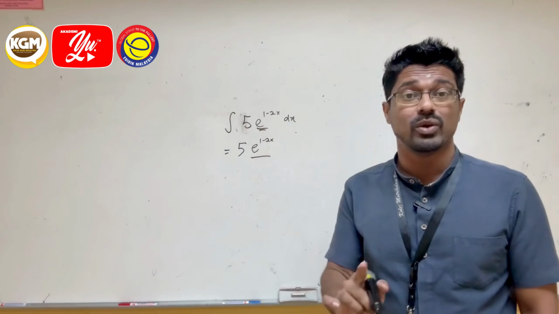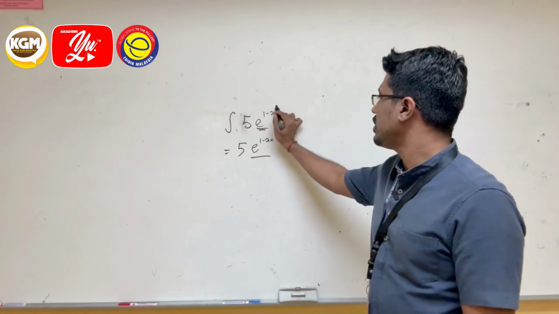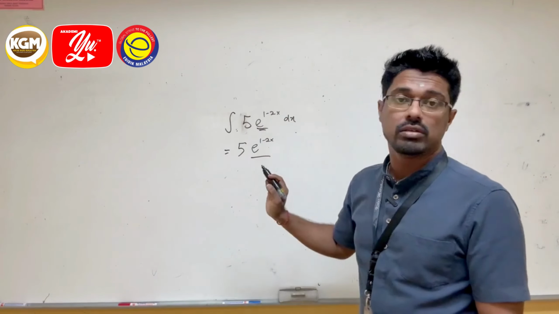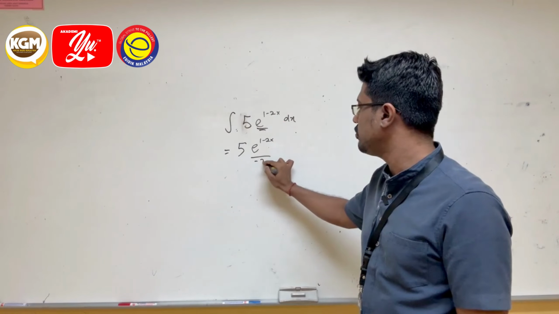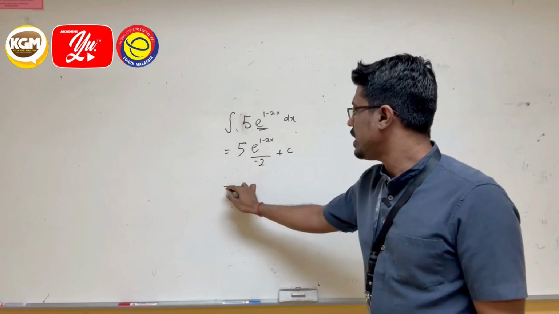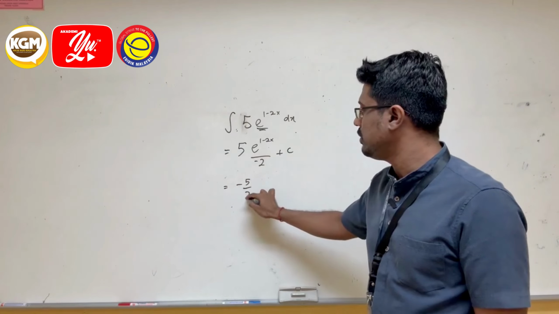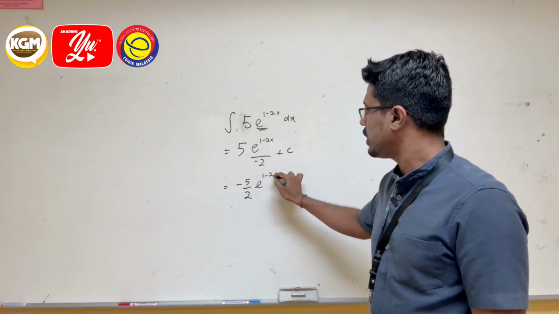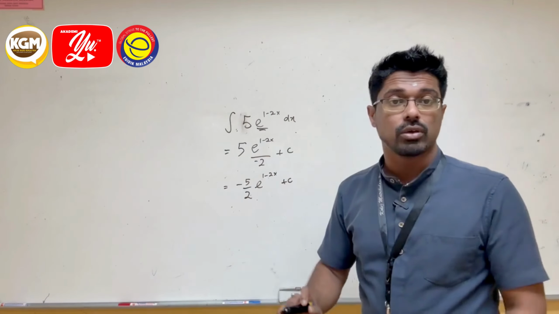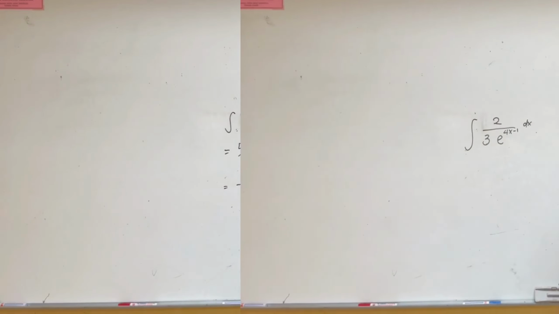Over. You know what's the number that you're going to get? Differentiate this guy. Differentiate 1, you're going to get 0. Differentiate negative 2x, you're going to get negative 2. And you tidy it up. So it's going to be negative 5 over 2 e to the 1 minus 2x. It's simple, right? Okay, so this is how we integrate.